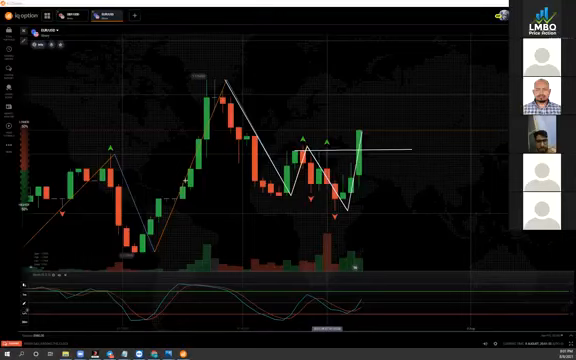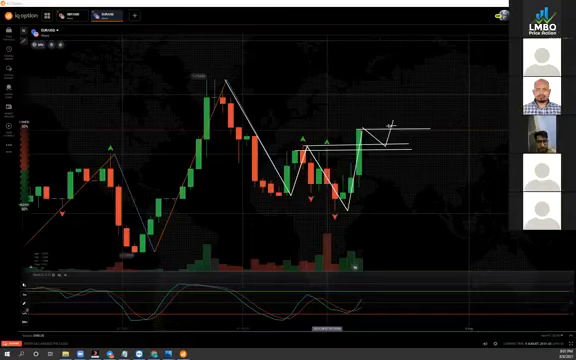Now this W is an expanded W. Price must come, retest and go up when it breaks, and then we will enter the trade from here. And then it will be. Yes.